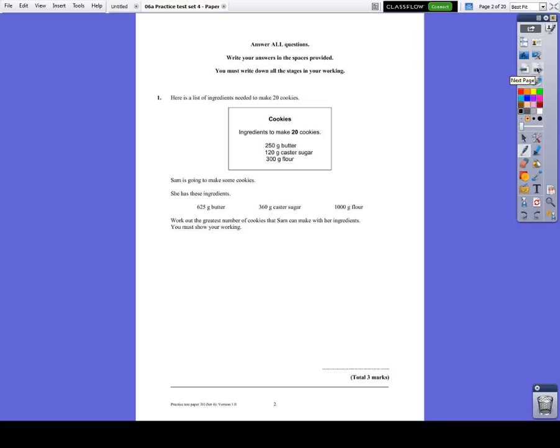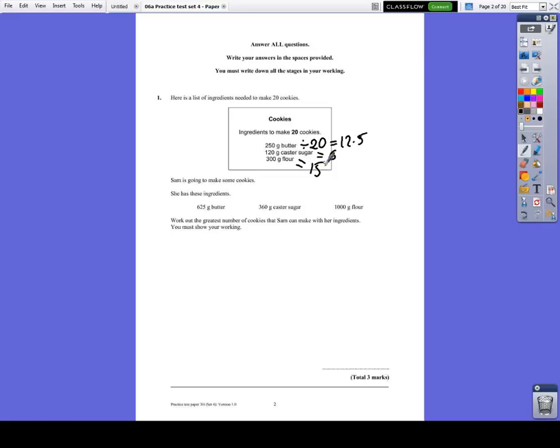Question 1. This is an ingredients question, so on a calculator paper I always advise that you find the amount that you need for each cookie in this case. So if we do 250 divided by 20, that will give us 12.5 grams needed of butter. Divide the 120 by 20, we get 6. Divide this one by 20, we get 15 grams of flour per cookie.